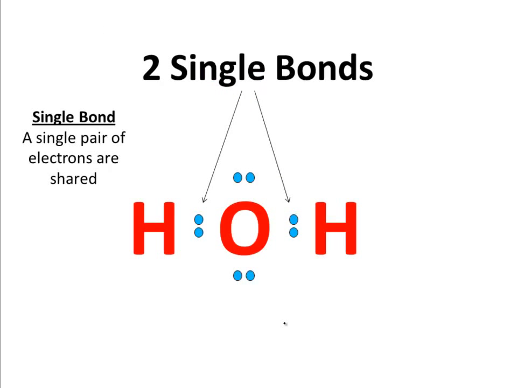What we've just formed is two single bonds. A single bond is a single pair of electrons that are shared. This is a single pair of electrons. That's a single pair of electrons. And I have made two single bonds within my covalent molecule of water.